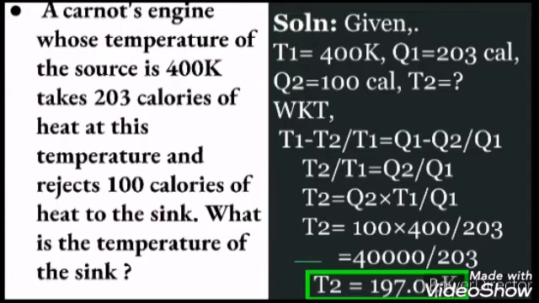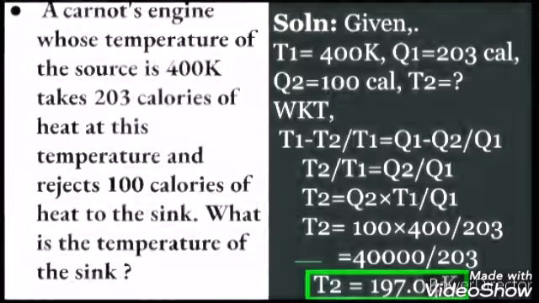By considering those two equations, we get T1 minus T2 by T1 is equals to Q1 minus Q2 by Q1. By solving the equation, we get T2 by T1 is equals to Q2 by Q1. By transferring T1 to the RHS, we get T2 is equals to Q2 into T1 by Q1. By substituting the values of Q2, T1, Q1, we get T2 is equals to 40,000 by 203, which is nothing but 197.04 Kelvin. Hence, the temperature of sink is 197.04 Kelvin.